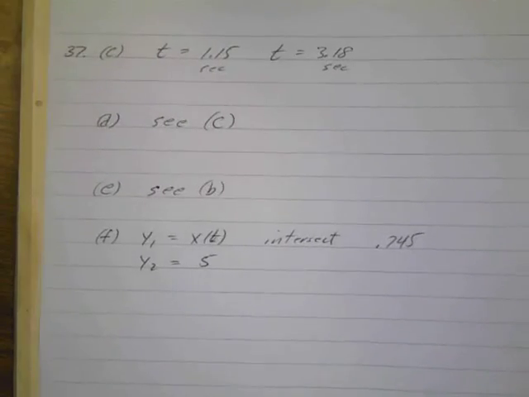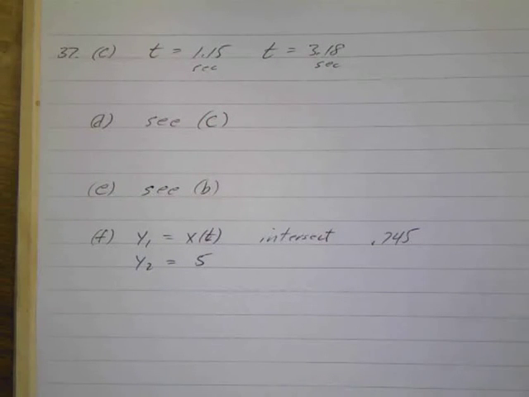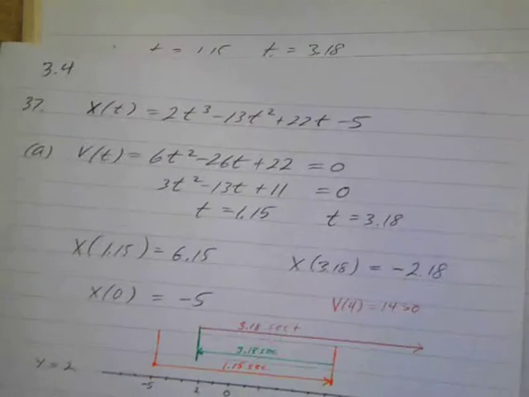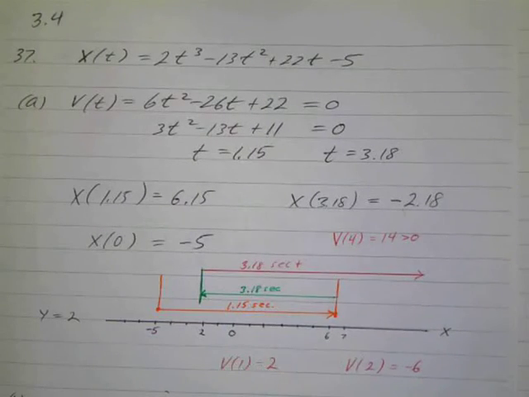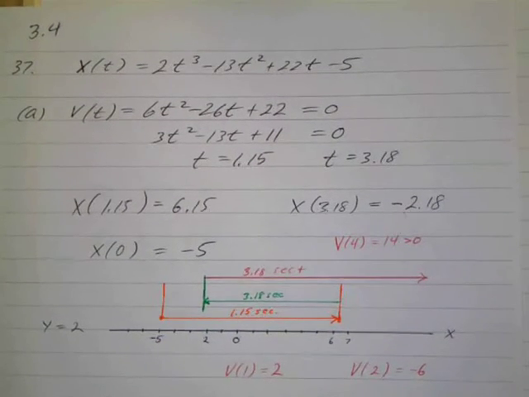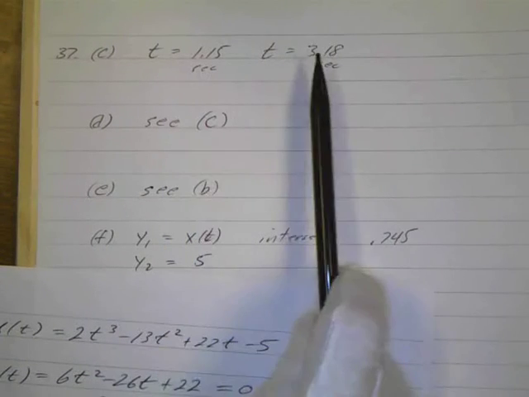Okay, then the rest of it wasn't too bad. 37C, so it's not too bad. When does a particle change directions? Well, it changes directions when the velocity is 0. So you can go back and look over here. When the velocity is 0, that's when it's changing directions. And I also had that on my graph, so I actually had that information down. So it's 0 at 1.15 seconds and 3.18.